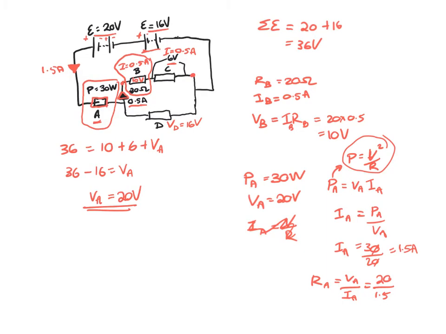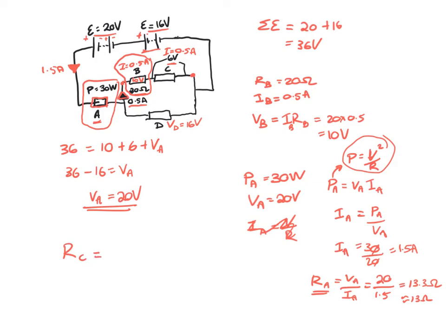Which gives 13.3 ohms, or in other words, just 13 ohms. If I go to the next part, I already calculated the resistance of A. I already know the resistance of B, so I need to calculate the resistance of C.